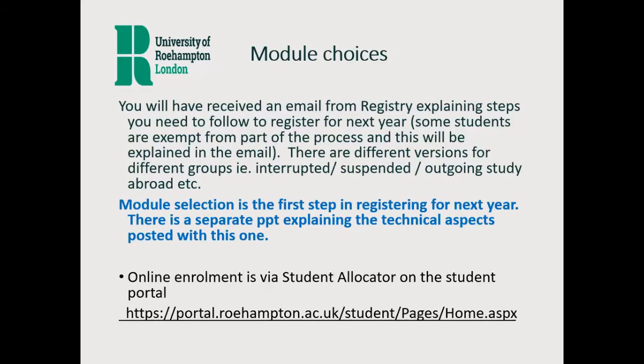You should have received an email from Registry which explains the steps you need to follow in order to register for next year. As it says here, some students are exempt from part of the process. This is all explained in the email, and there are different versions of the email for different groups. For example, if you have interrupted, been suspended, or been involved in study abroad, which is probably not likely this year due to COVID-19, you should have information about your particular circumstances.